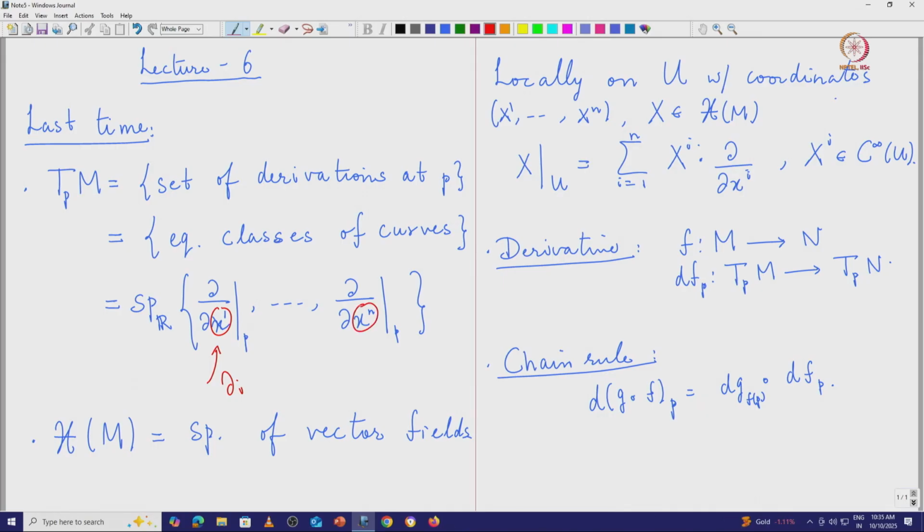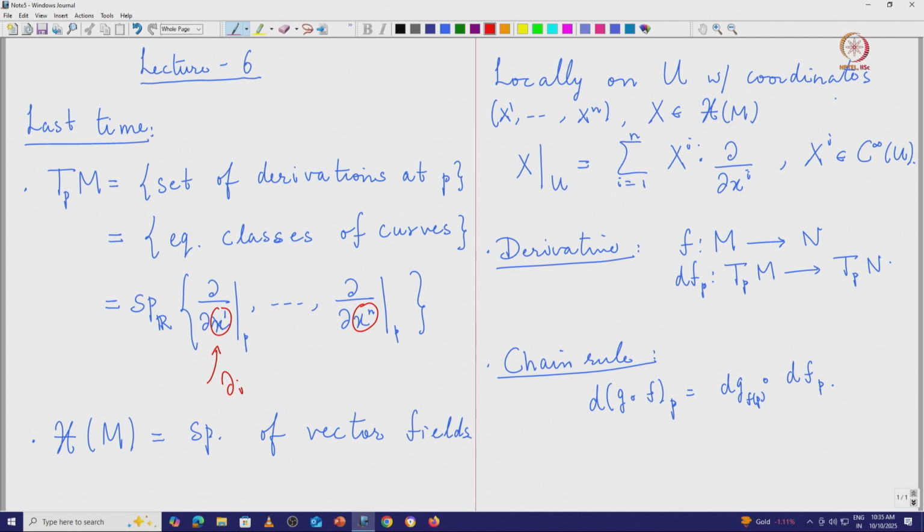then one can define these derivations del by del x1 up to del by del xn. So these are the analogues of the usual partial derivatives from calculus, and it turns out that they are in fact linearly independent and they span the entire tangent space.